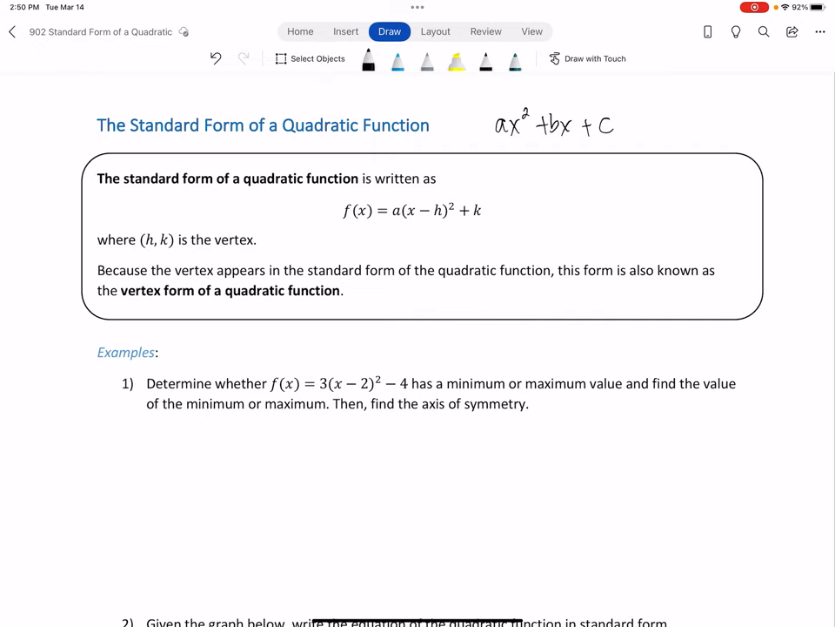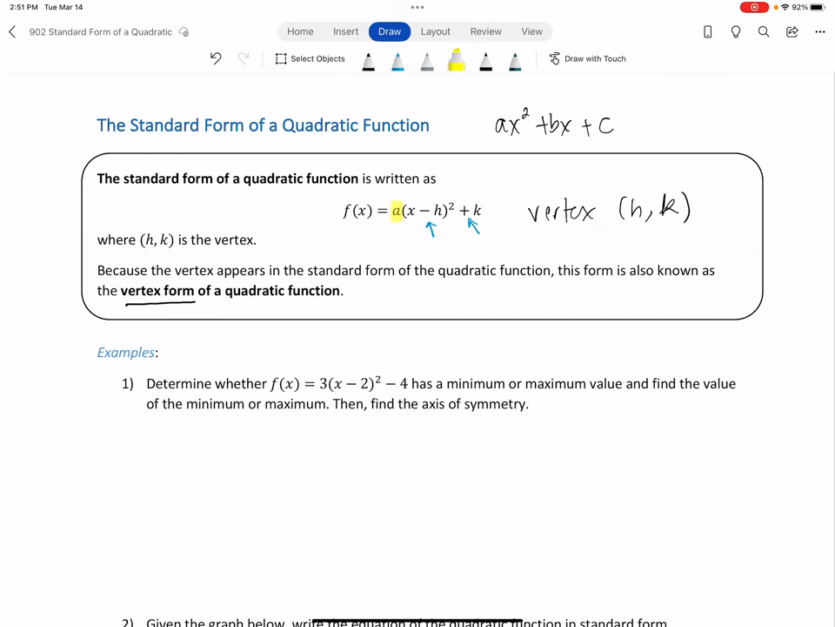And this is actually a very useful form because if you think about transformations, this minus h tells us it moved to the right h, and this plus k tells us it moved up k. So that tells us where the vertex is. The vertex is going to be at the point h comma k. That's why we sometimes call this vertex form.